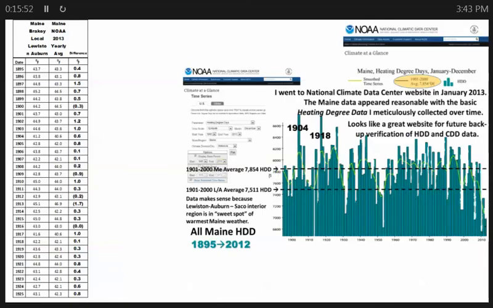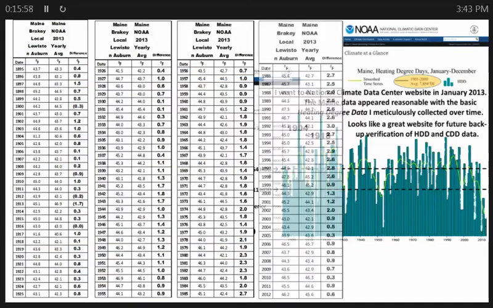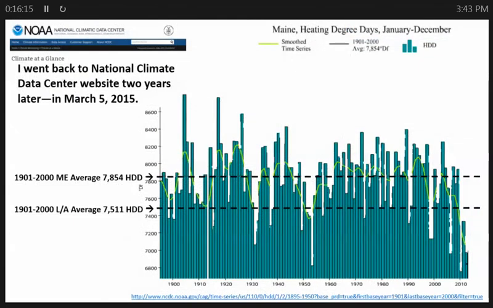So, with that data, I downloaded and archived it, and so I have it for future reference here, as you can see. And so, all in all, I would have given this information 2 years ago a B plus or A minus in the way of correlation with the raw data. Well, 2 years had passed. I needed to make this television presentation, and so I decided to go back to the National Climate Data Center and review their data 2 years hence.